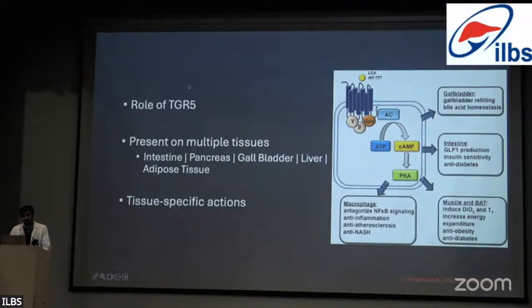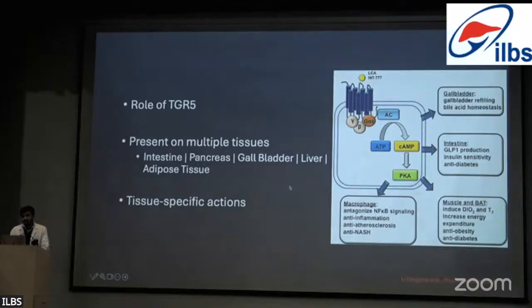TGR5, like we've also discussed, also has a role in the enterohepatic circulation. TGR5 is present on multiple tissues all throughout the body, most importantly for us in the intestine. Stimulation of TGR5 by bile acids, especially lithocholic acid, causes an increase in GLP-1 secretion. Increase in GLP-1 helps in glycemic control, increases satiety and reduces gut movement. In the pancreas, this release also improves insulin sensitivity and glycemic control.